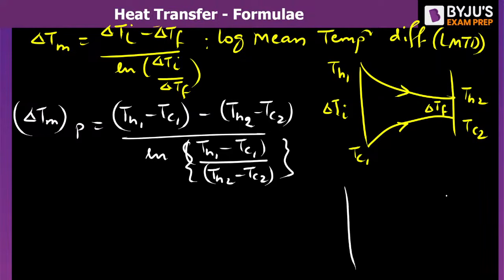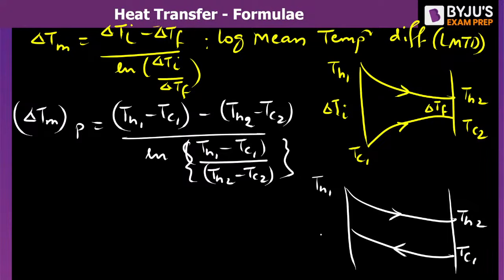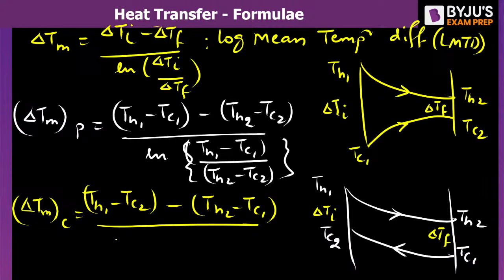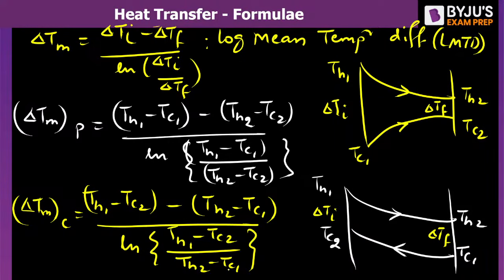For counter flow heat exchanger, this is TH1, TH2, here TC1, here TC2. This is delta Ti, this is delta Tf. So delta Tm for counter flow heat exchanger is equal to TH1 minus TC2 minus TH2 minus TC1 upon natural log of TH1 minus TC2 upon TH2 minus TC1. That is for counter flow heat exchanger and parallel flow heat exchanger.